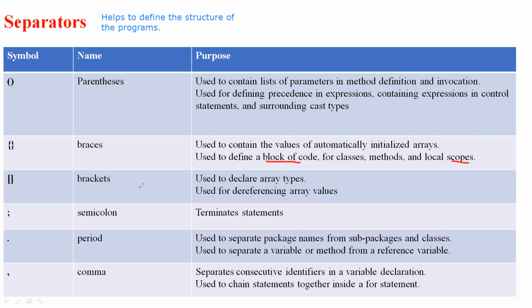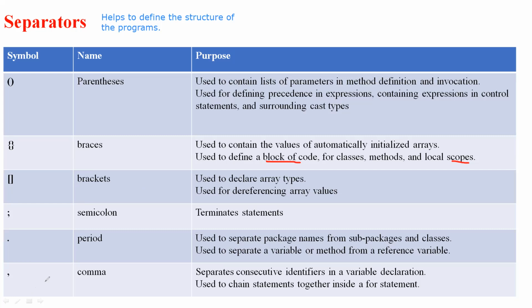Next we have the period. The period is used to separate the package name from the sub packages, or the package name from the class names. It is also used to separate the variables or methods from reference variables. The last separator used in the Java programming language is the comma.